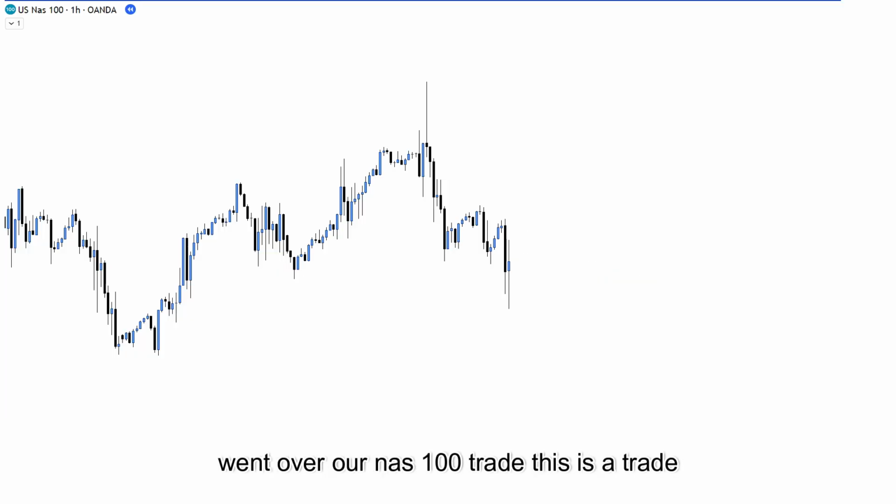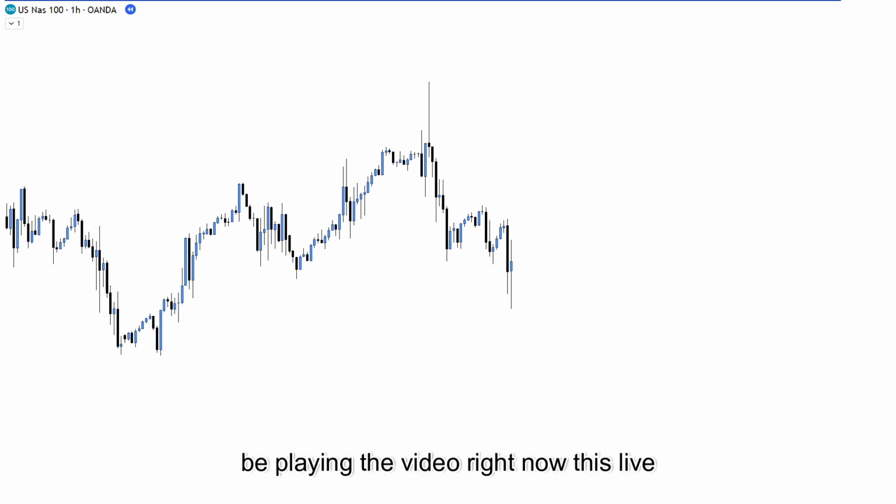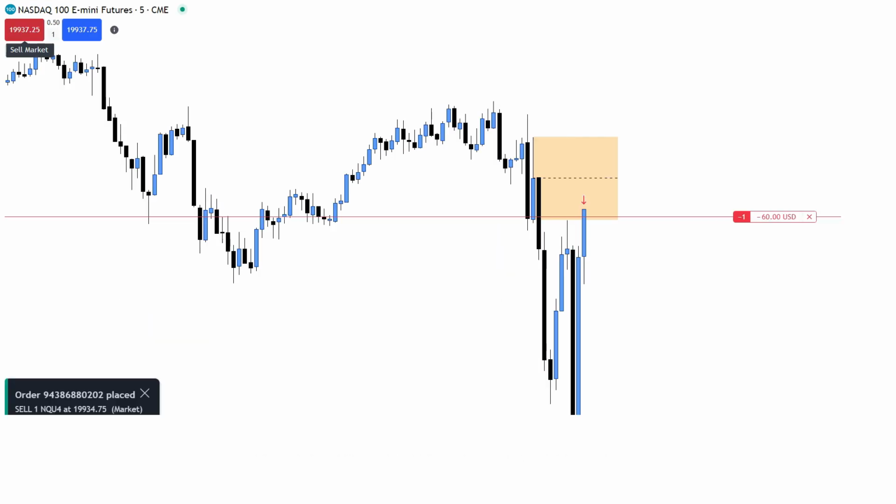For this trade right here, we're going over our NAS 100 trade. This is a trade that I took live. As you guys can see, I will be playing the video right now, the live trading for this trade right here, the live execution for this trade.